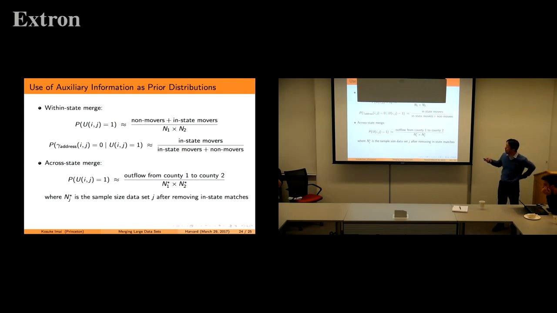So if we know outflow from county 1 to county 2, then we can divide by the total number of pairs to inform the proportion of the matches across state. So this way, the computation doesn't increase. It's the same exact computation, and runtime doesn't increase. So it's a very simple way of incorporating extra information.